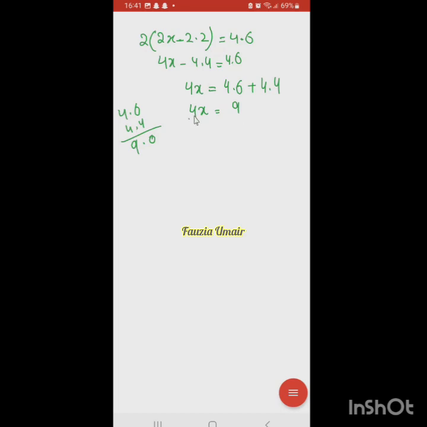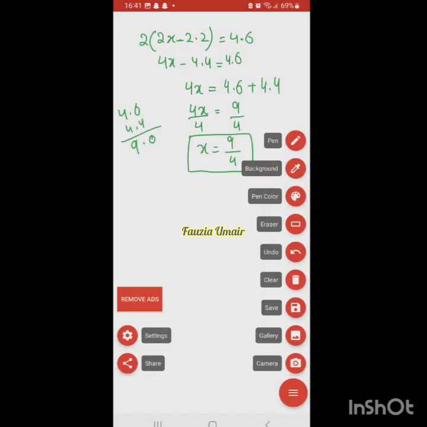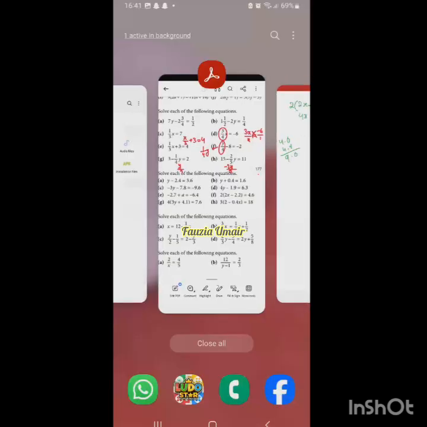So now divide both sides with 4, right? So this will be x is equal to 9 by 4. Or you can write it down as 2 wholes 1 by 4, right? Any question in this? It was easier, right? All right. So let's look at the next question.